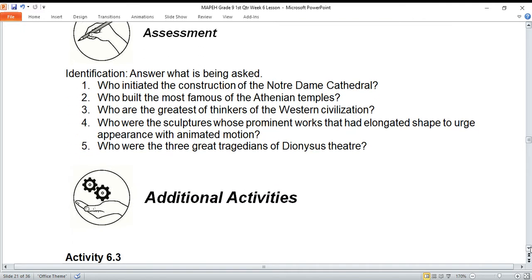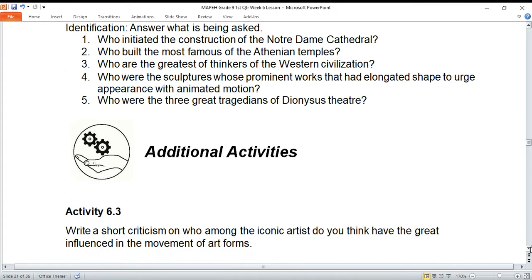For additional activities, Activity 6.3: write a short criticism on which among the iconic artists you think has the greatest influence in the movement of art forms. Proceed to our Google Classroom and submit all the written outputs and performance tasks. See the classwork.